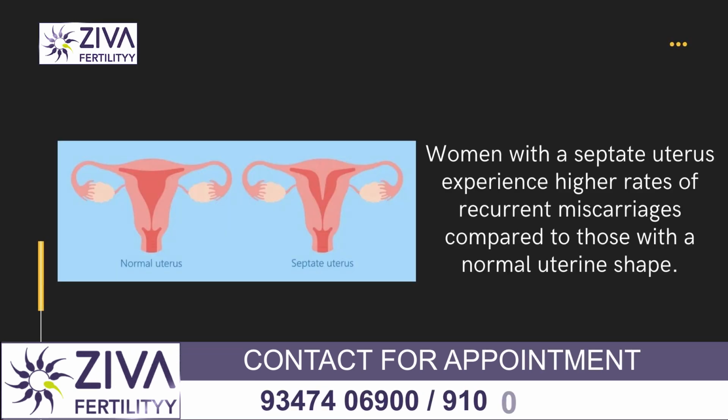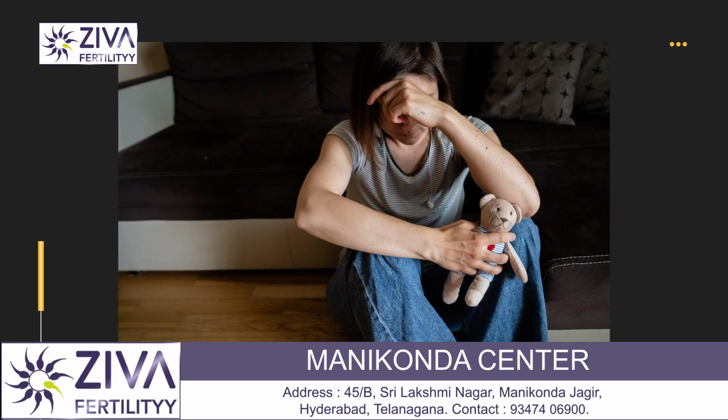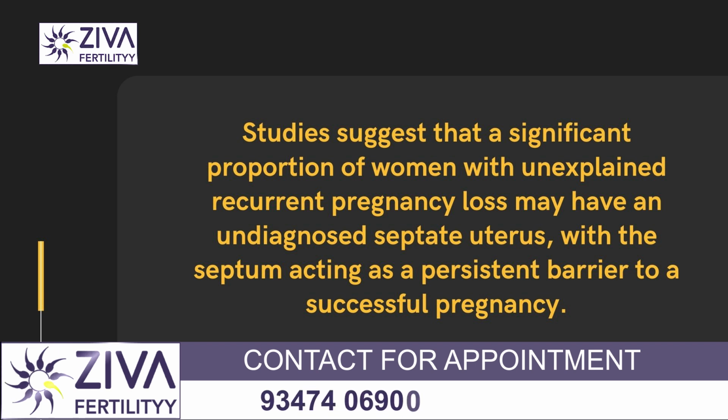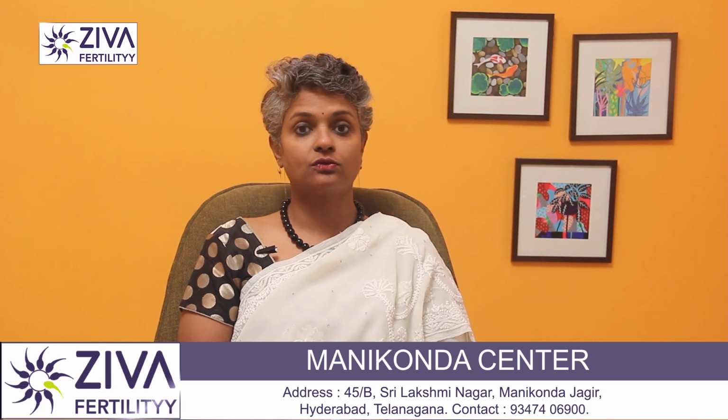A septate uterus also increases the risk of recurrent pregnancy loss. Women with this kind of uterus experience higher rates of recurrent miscarriages compared to those with a normal uterine shape. Miscarriages often occur early as embryos fail to implant successfully or are unable to receive adequate support from the endometrium. Studies suggest that a significant proportion of women with unexplained recurrent pregnancy loss may have an undiagnosed septate uterus, with the septum acting as a persistent barrier to a successful pregnancy.